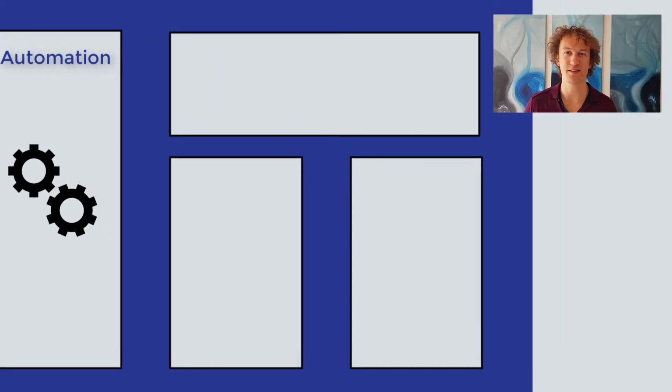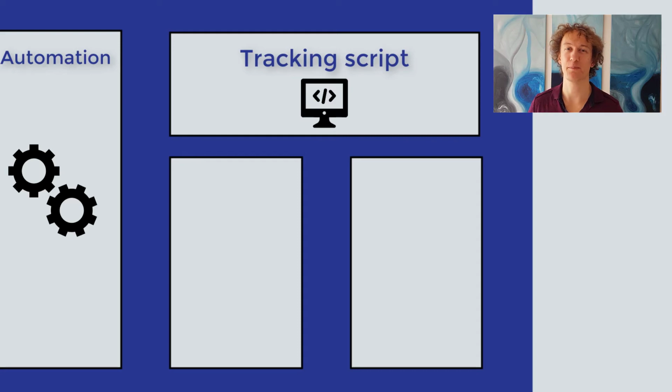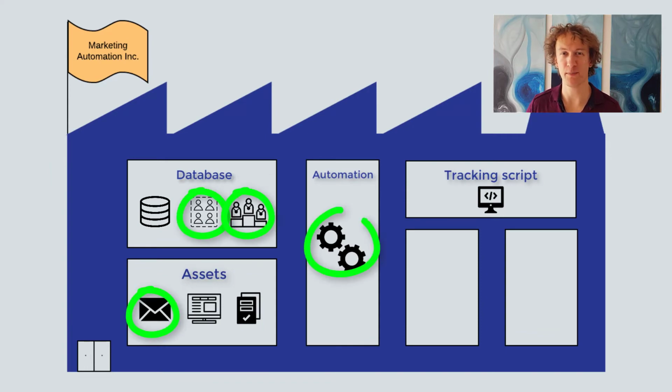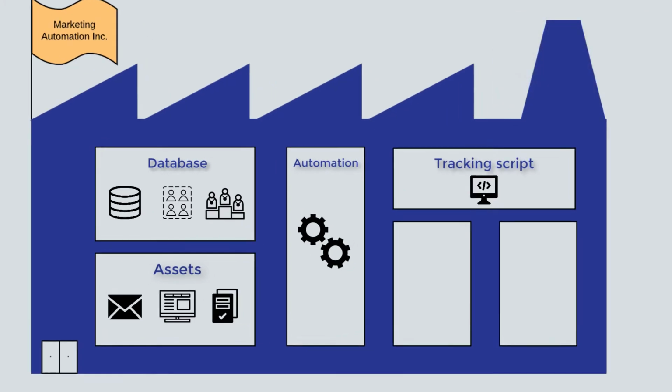And supporting these three departments is the tracking script department. The tracking script is a piece of code that the software provides you with on setup. You install this code on your commercial website, and the script will then track the behavior of your visitors, most notably which pages they visited, and store that information in your database. This behavioral information can be used to populate segments, score leads, personalize emails, trigger automations, and a whole lot more.